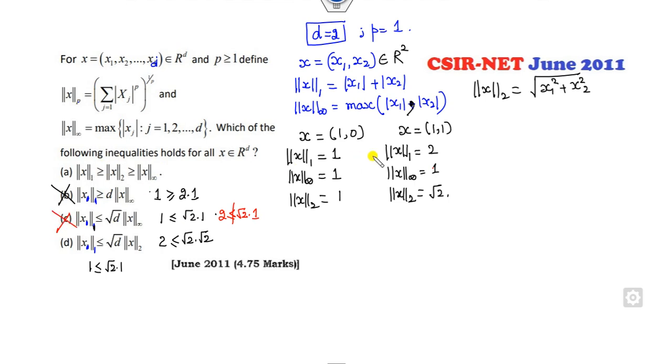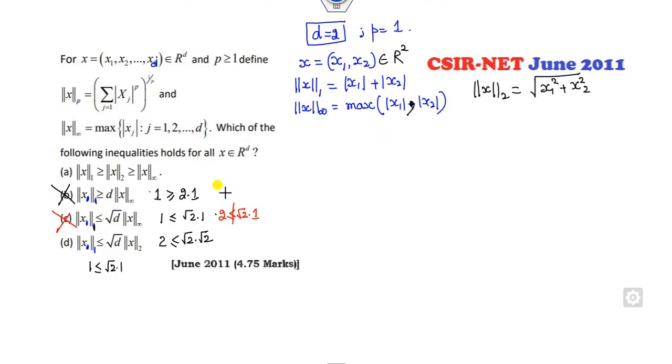Look at this one. Norm of 1, 2, greater than root 2, greater than 1, satisfied. In this case also satisfied. So we can't discard the A and D options. Now what can you think about the A and D options?